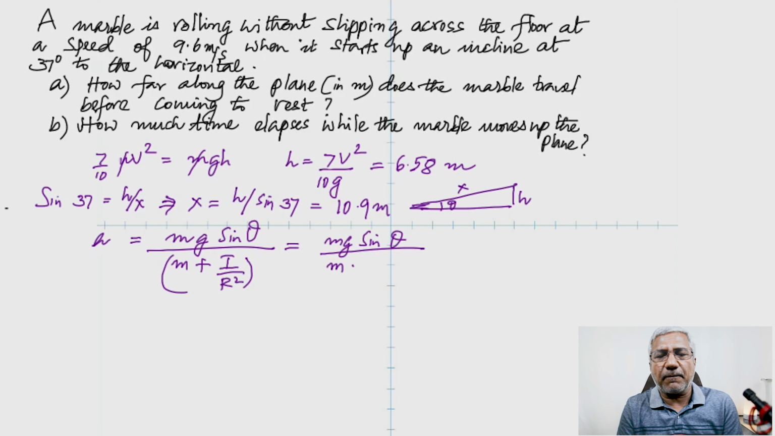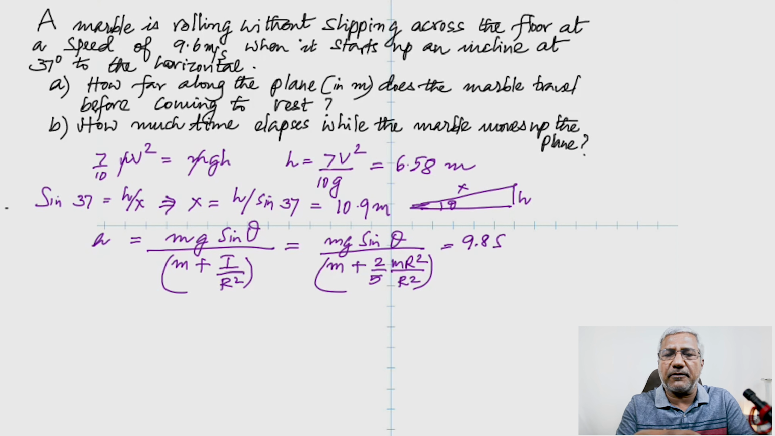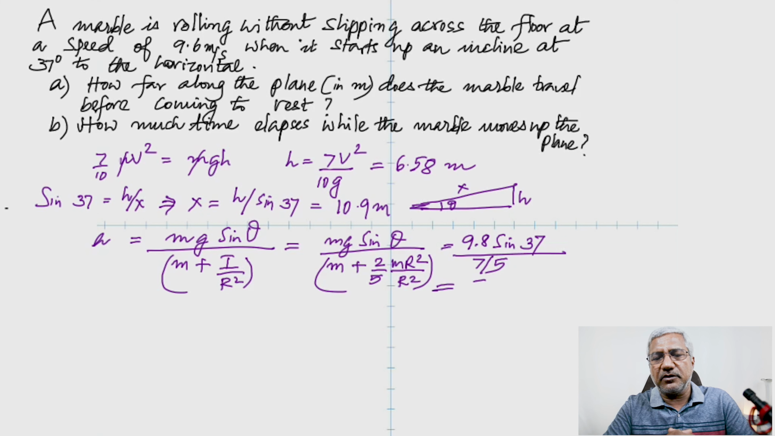So using that, we can find the acceleration. We do not need the mass because the mass will get cancelled out. And we are using 2 by 5 mr squared again because this is a solid sphere. So it's a marble, and then you only have g sine theta by 1 plus 2 by 5. 1 plus 2 by 5 is 7 by 5. And on doing that math, you get the acceleration. All right, so 4.21 meter per second squared is what I have for the acceleration.